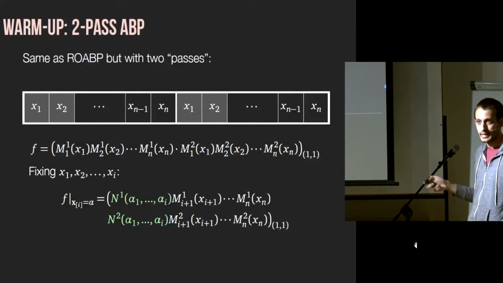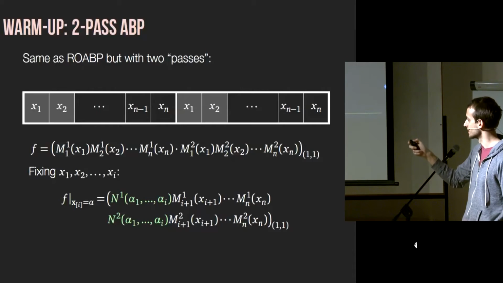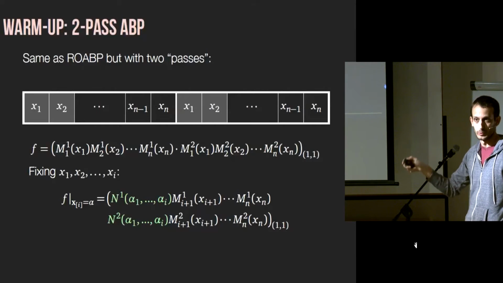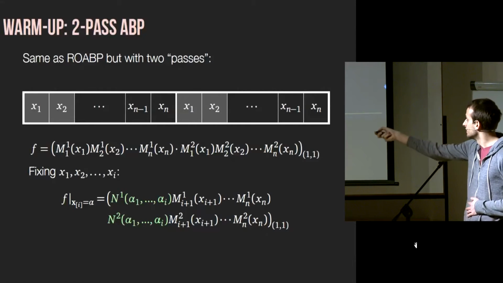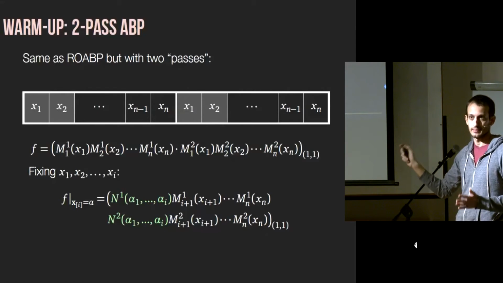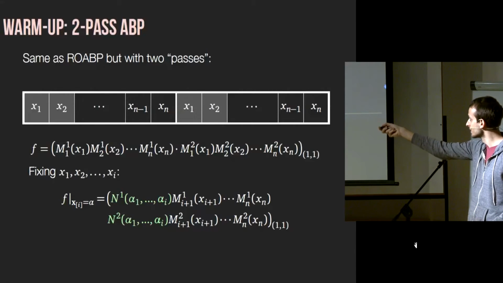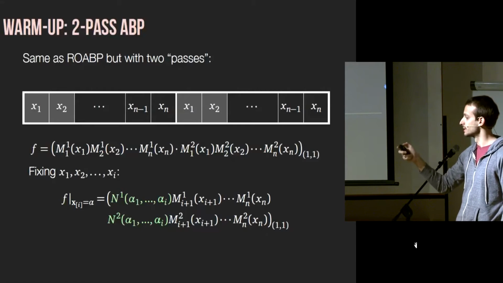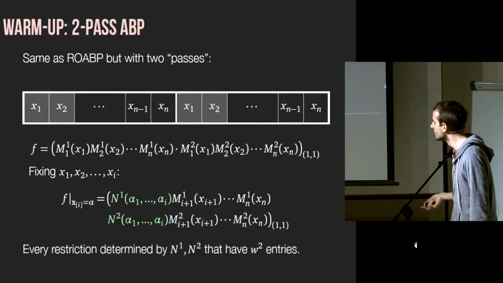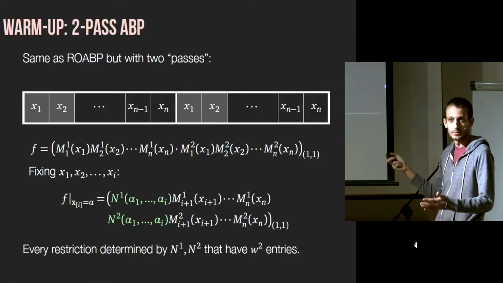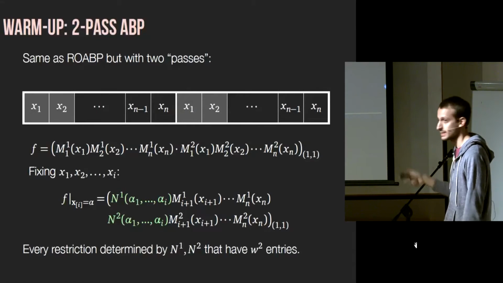So what do you get? That any polynomial in the subspace of f, when you restrict x1 to xi, is completely determined by these matrices, right? Any polynomial can be written like this. These matrices are W cross W, so they have W squared entries. So the maximum dimension this space can have is W to the fourth, right?